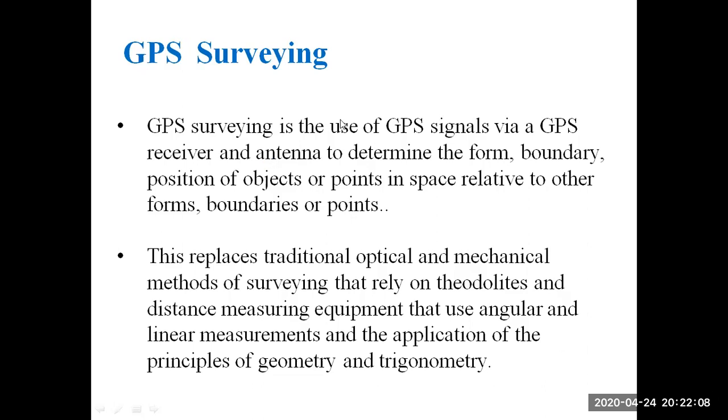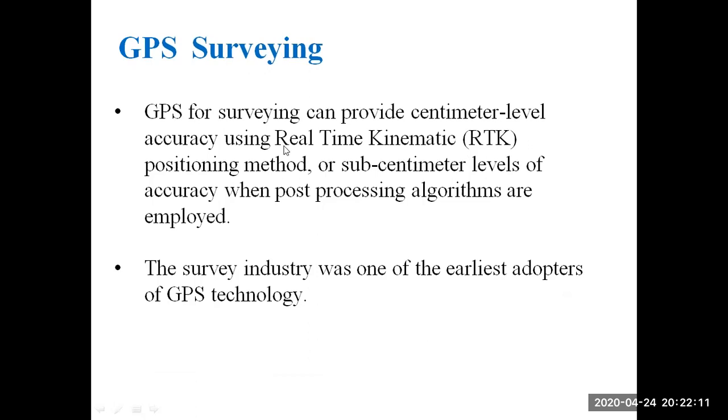GPS for surveying can provide centimeter level accuracy using RTK, that is real-time kinematic positioning method, or sub-centimeter levels of accuracy when post-processing algorithms are employed. So by using GPS for surveying, we can provide centimeter level accuracy. For this, we are using the real-time kinematic positioning method, which is similar to differential GPS. We can also provide sub-centimeter levels of accuracy by post-processing.